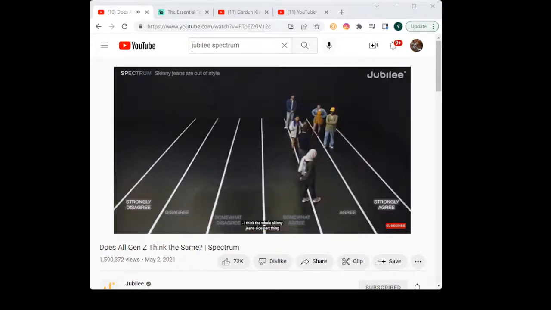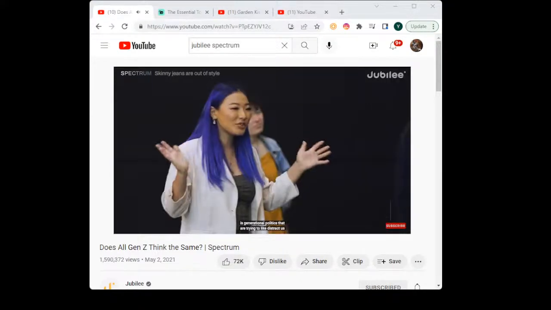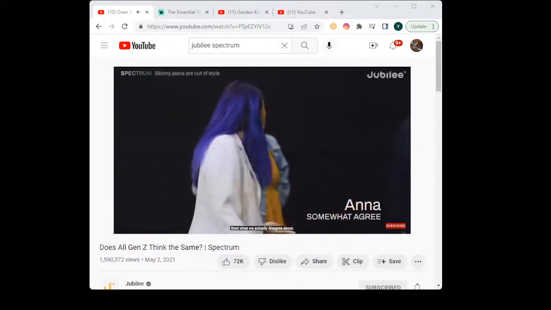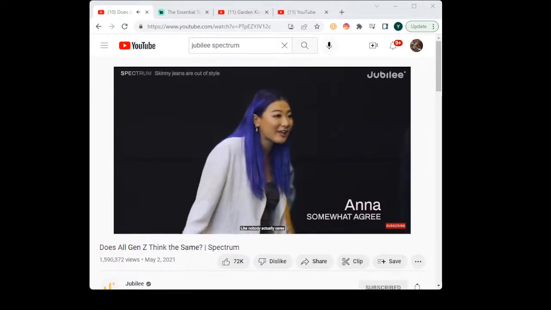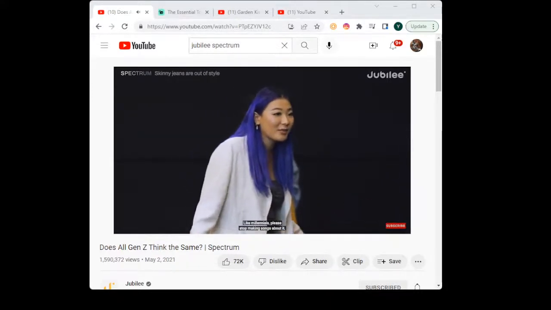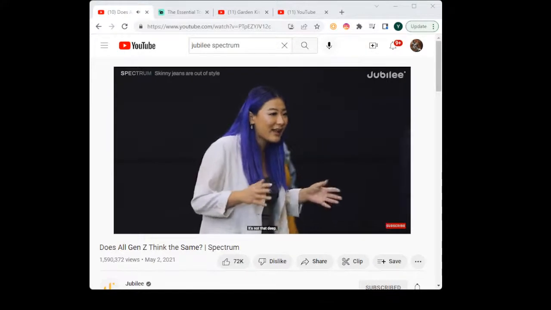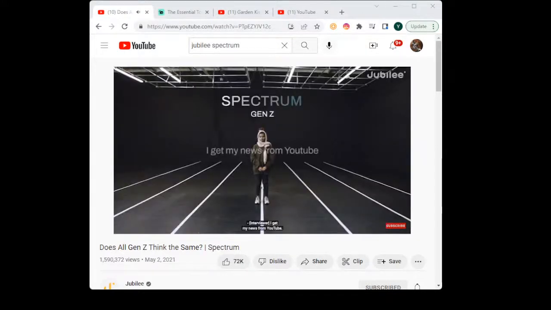I think the whole skinny jeans, side part thing is generational politics that is trying to distract us from what we actually disagree about. Nobody actually cares about skinny jeans and middle parts. Millennials, please stop making songs about it. It's not that deep.